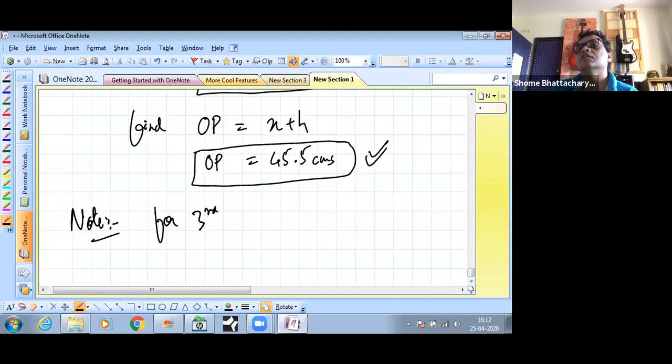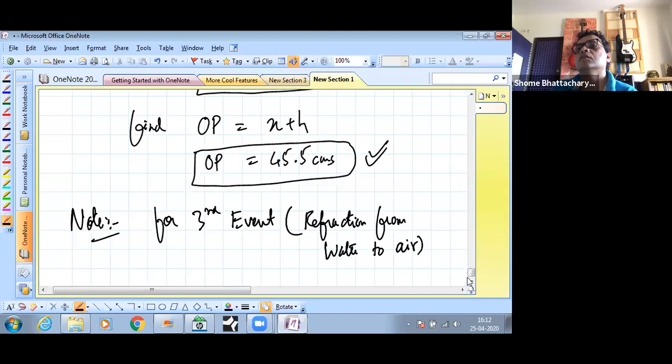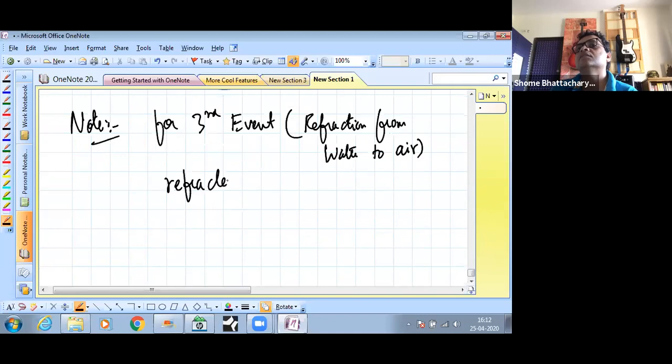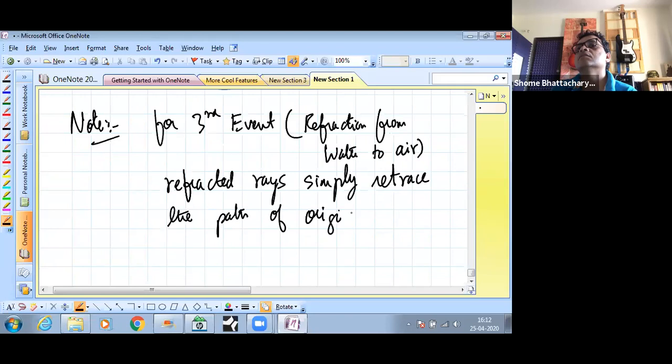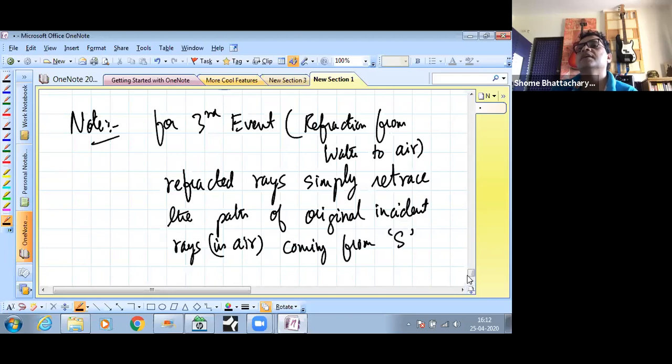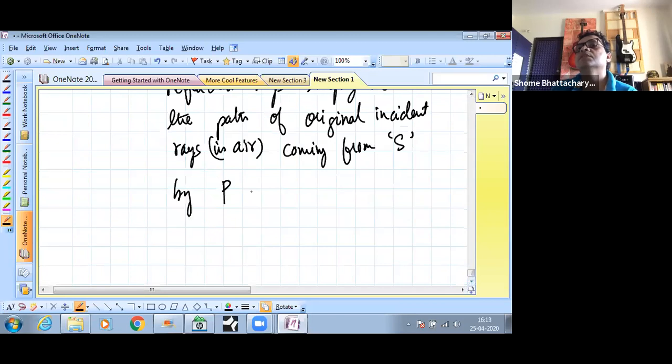For the third event, that is refraction from water to air, the refracted rays simply retrace the path of the original incident rays in air coming from S. This is by the principle of reversibility.